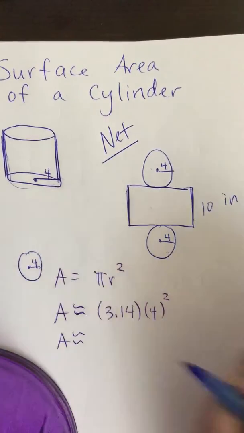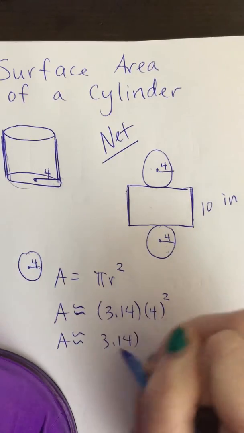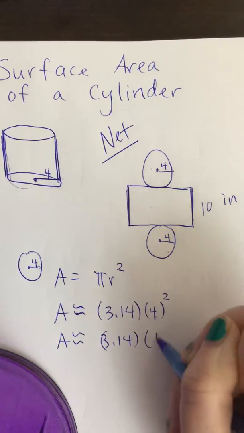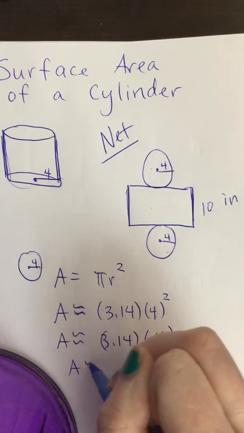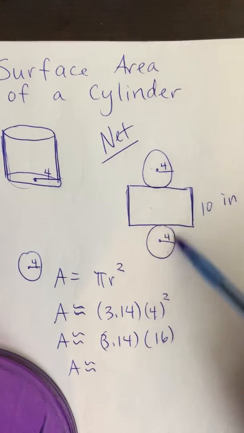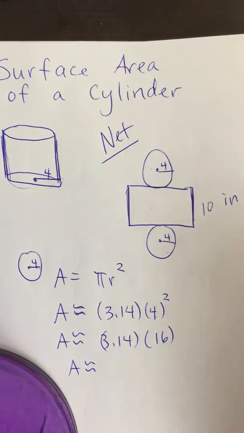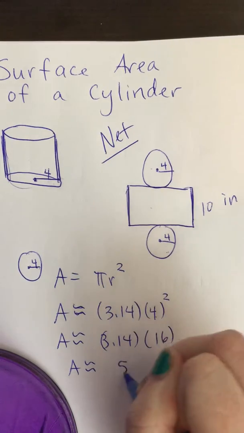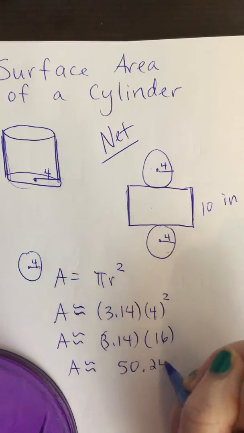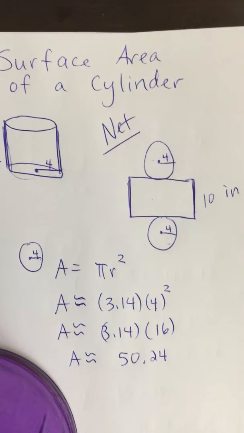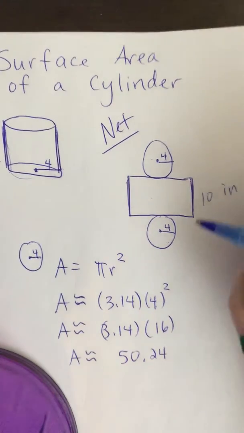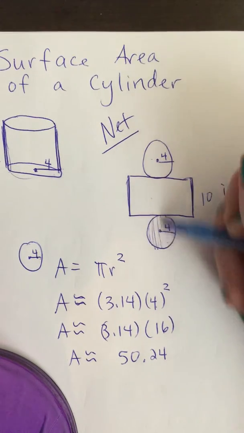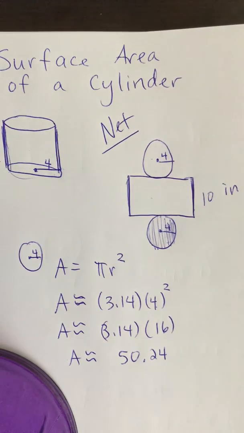All right, area is approximately 3.14, and then 4 squared is 16. And we did this with the other problem when we found the area of the base. So it's kind of like the other problem a little bit. And that was 50.24. And I'm not going to write a unit right now because we have other problems to worry about. Okay, so this area right here, the area of the base, we already knew that from the other problem.